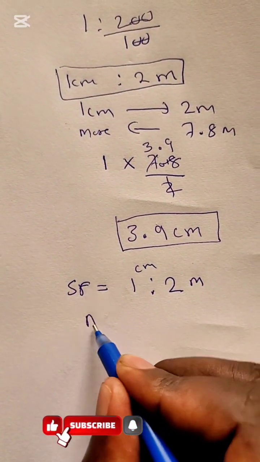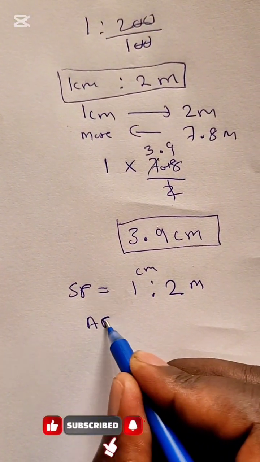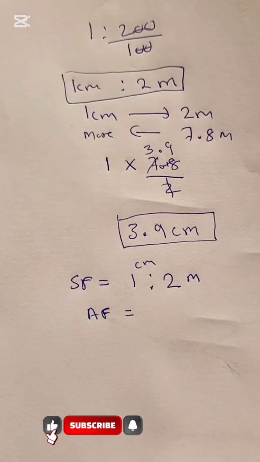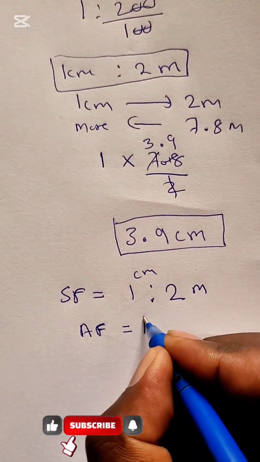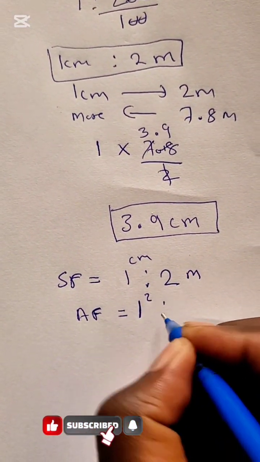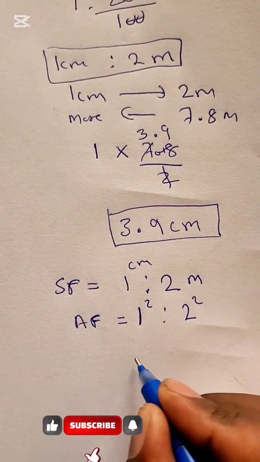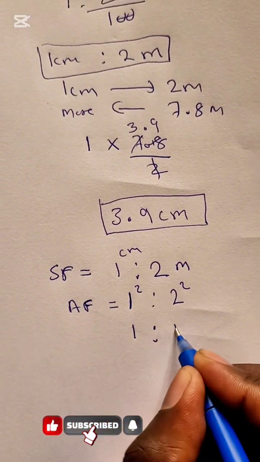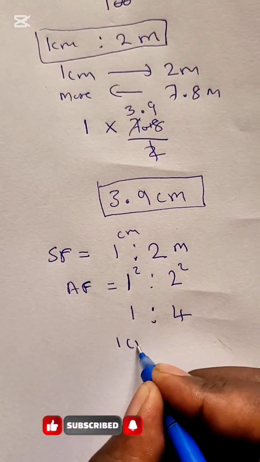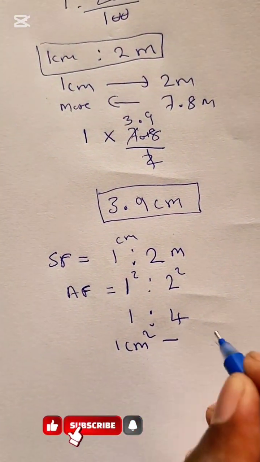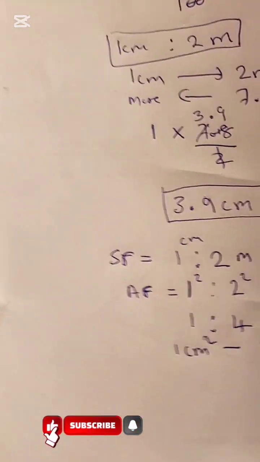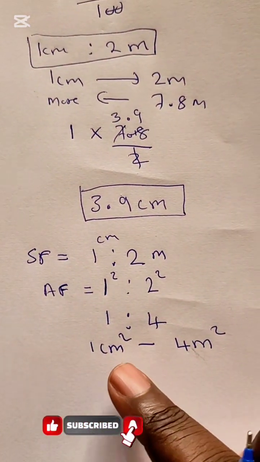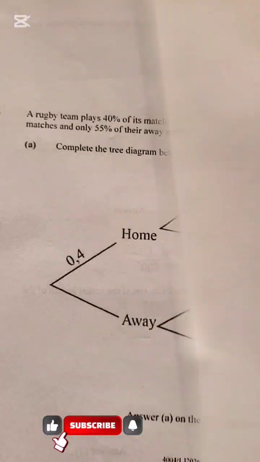Okay. So now, if you're asked to find the area of a given object, we should use the area factor. So I'm now squaring: 1 squared is to 2 squared. That will be 1 is to 4. So 1 centimeter squared is representing 4 meters squared, right? So if you manage to do this, then you are home and safe.